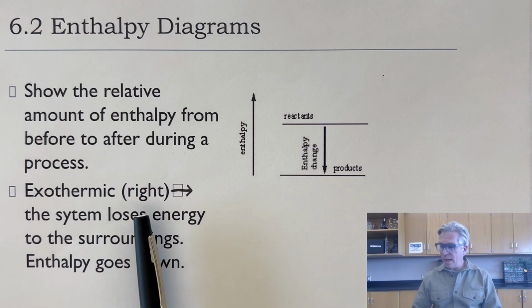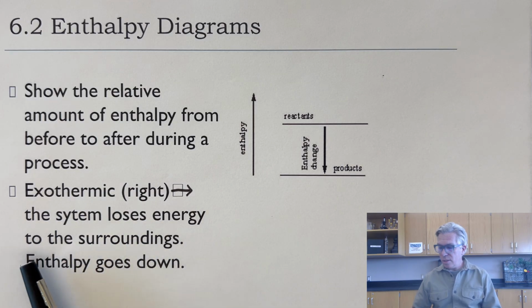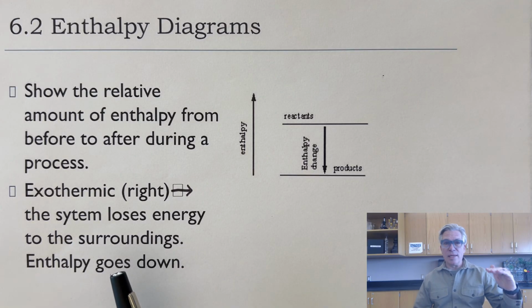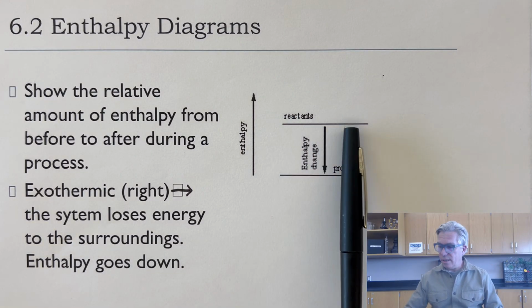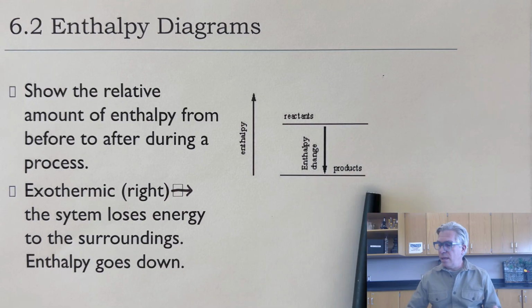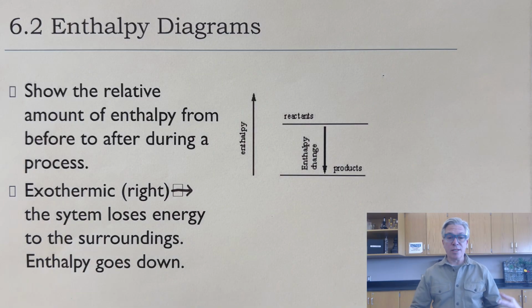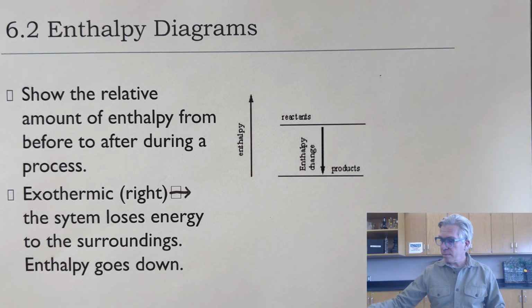So, for example, in an exothermic process, the system loses energy to the surroundings. So the enthalpy, or the energy of the system, is going downhill. So we'll see an upper level for the reactants, a lower level for the products, and an arrow showing we're going downhill because we're giving off a bunch of energy. An endothermic reaction would go uphill.